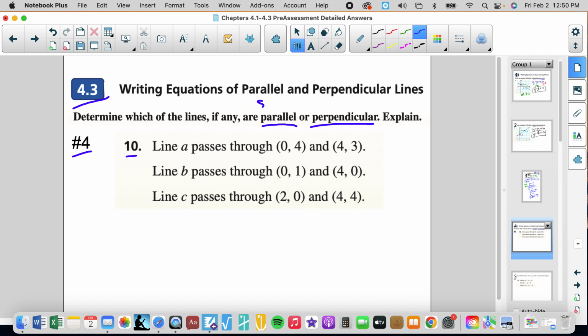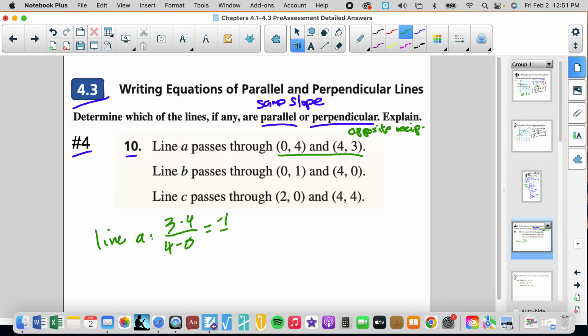Well, parallel, we know that they're going to have the same slope. And perpendicular, we know that it's going to be the opposite, we'll say opposite reciprocal. So we're going to find the slope between these 2 points. So line A, we're going to do 3 minus 4 over 4 minus 0, which is negative 1 over 4.